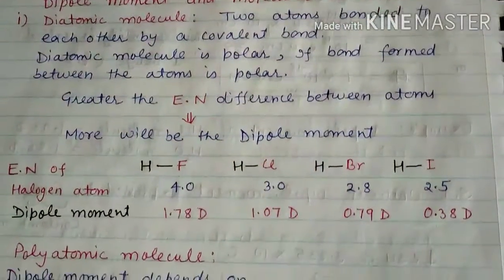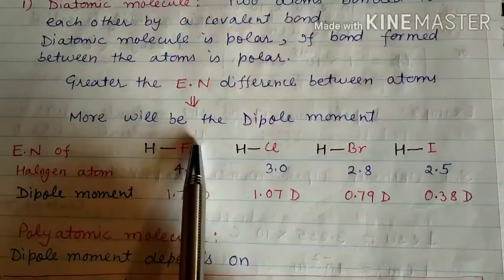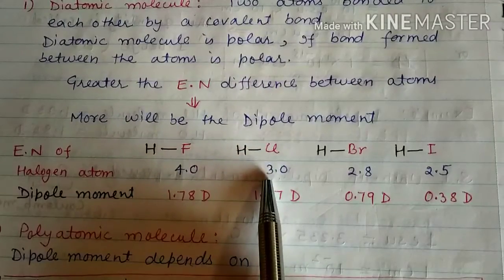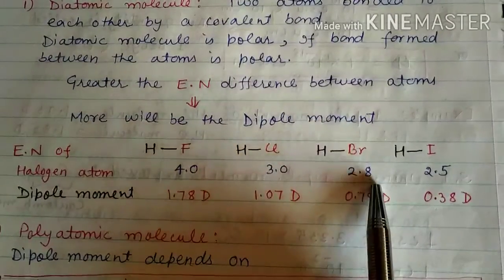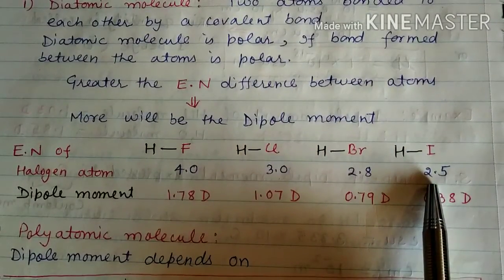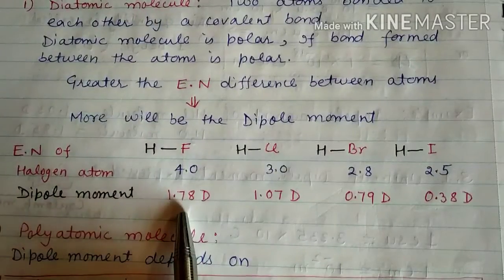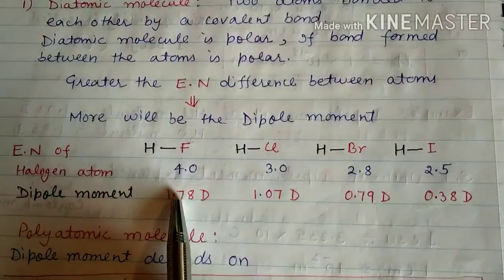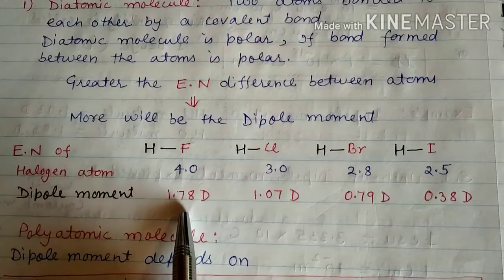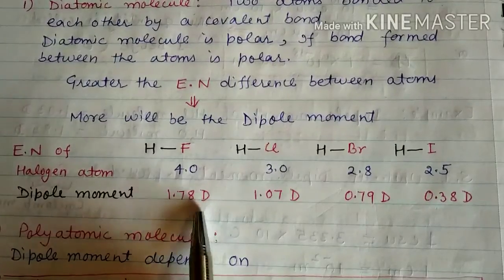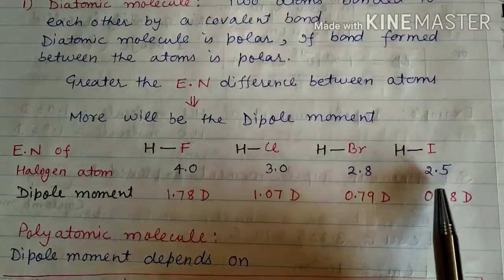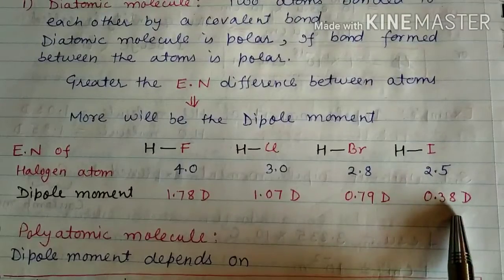From the example you can see that in the case of HF, fluorine has electronegativity 4.0. In the case of HCl, Cl has electronegativity 3.0. Bromine has 2.8 and iodine has electronegativity 2.5. So you can see that if the electronegativity difference is high, the value of dipole moment will be high. In the case of HF, the dipole moment is very high, 1.78 D, and in the case of HI, where the electronegativity difference between H and I is less, the value of dipole moment will be less.